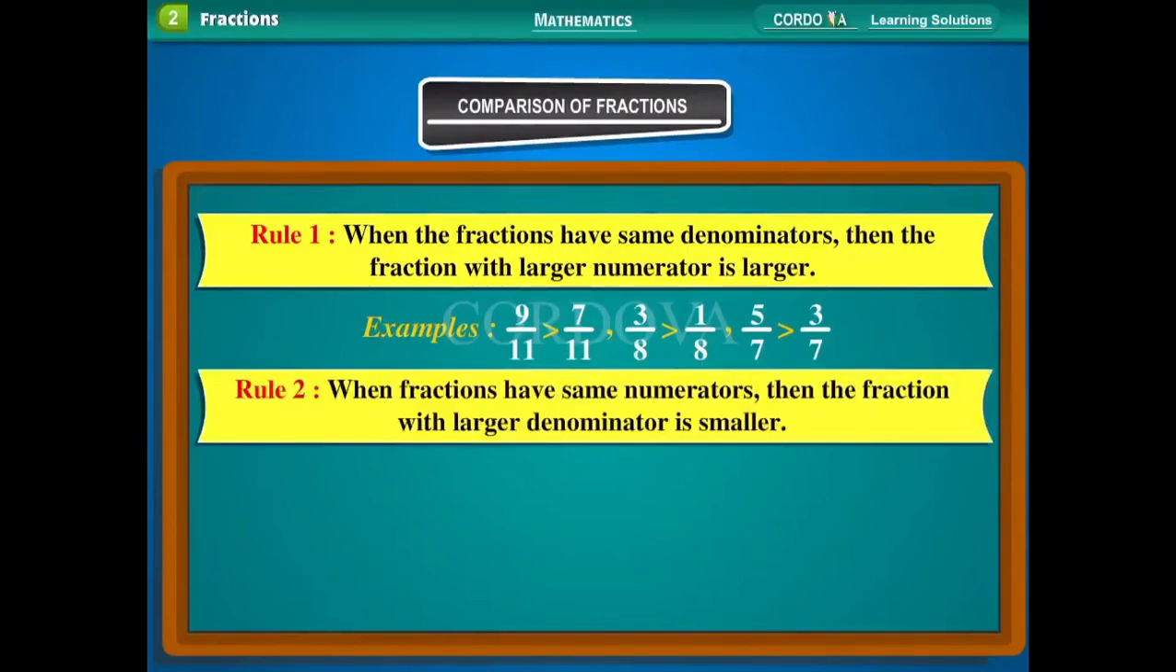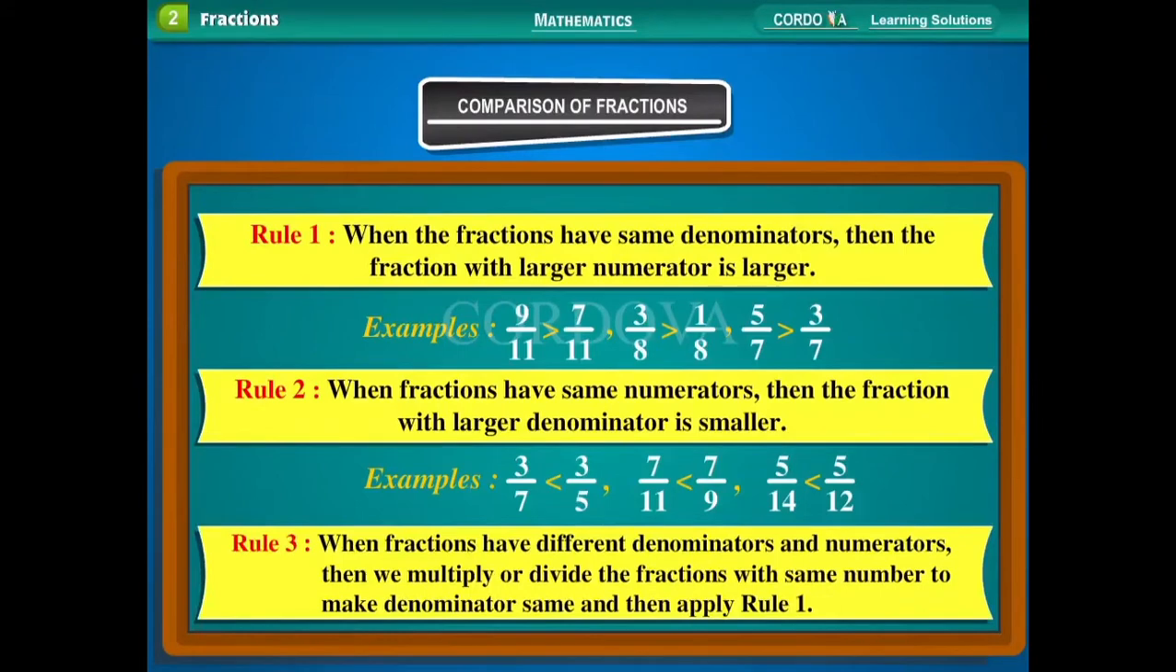Rule 2. When fractions have the same numerators, then the fraction with the larger denominator is smaller. Examples: 3 upon 7 less than 3 upon 5. 7 upon 11 less than 7 upon 9. 5 upon 14 less than 5 upon 12.